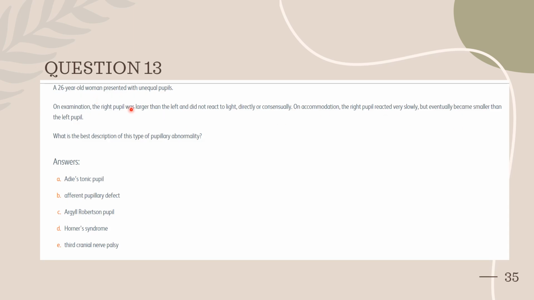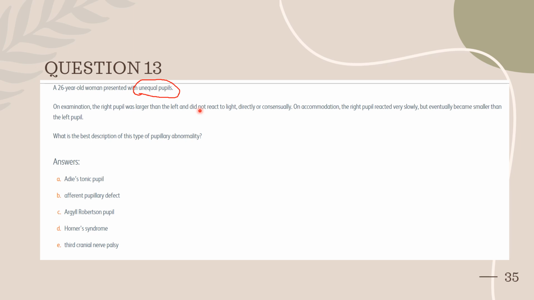Next question is a 26-year-old woman presented with unequal pupils. So this pupil related question is also another important area. So here anisocoria, unequal pupil means anisocoria. On examination, the right pupil was larger than the left. So the right pupil which they are talking about, that is the diseased pupil.